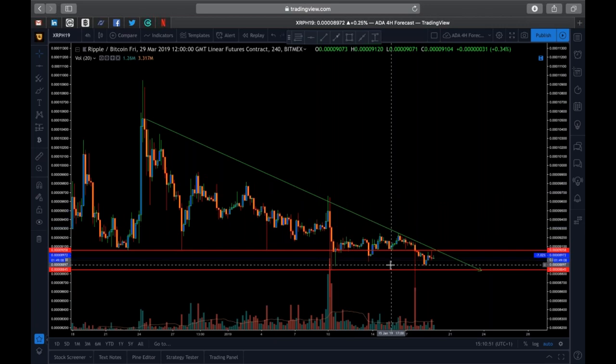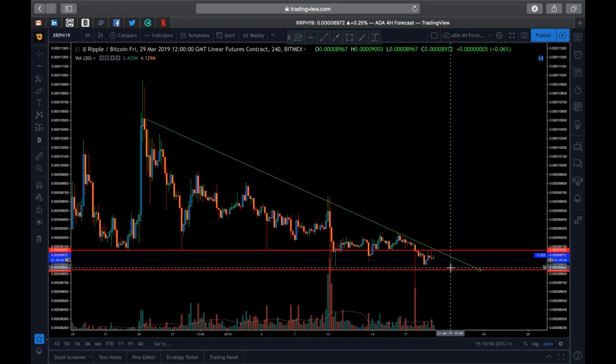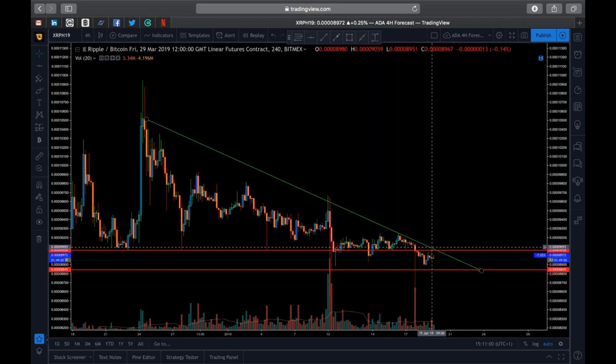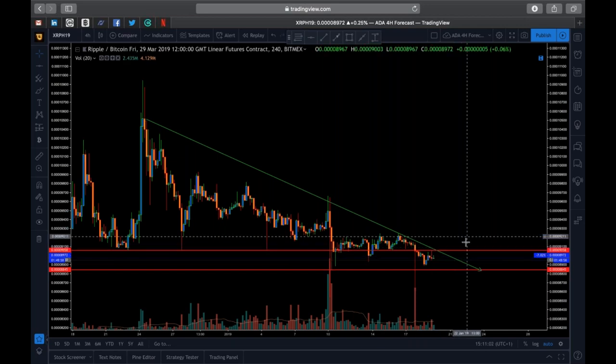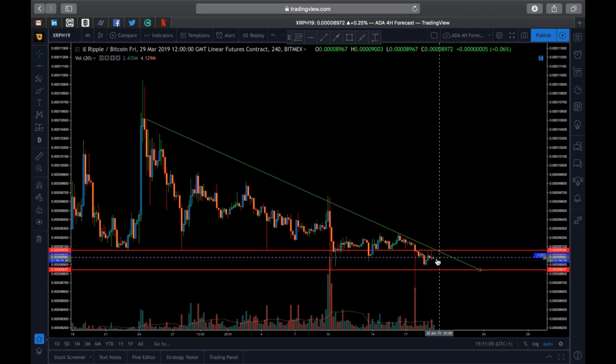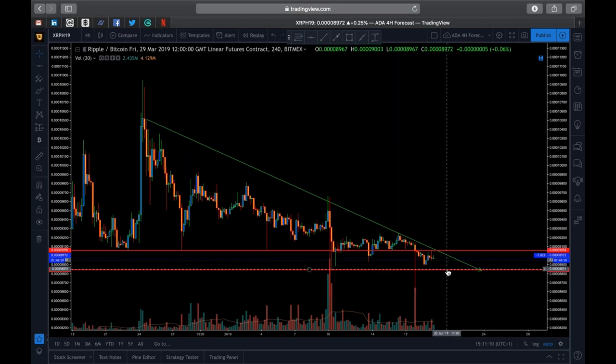The last hope for Ripple to break this triangle and make a leg up, or an impulse move up, would be a bounce from this support down here. Obviously, if we close below the support, it is not going to be looking very good for Ripple, to be really honest.